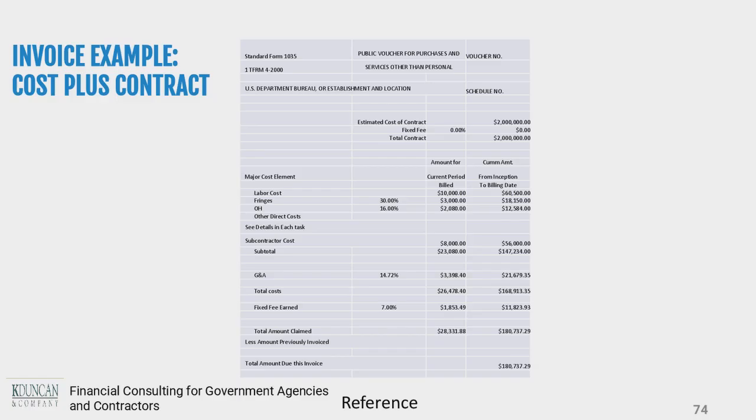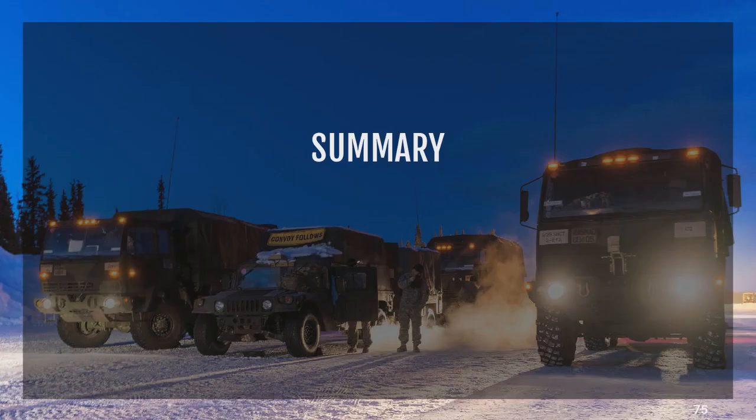So this slide shows a typical cost plus contract invoice. And you can see that at the top, there's contract data, what the contract is about, the fee, and then below that, the individual costs. So labor costs plus the fringe and overhead, other direct costs after that, subcontract costs, G&A, and all this is applied to create the entire invoice. Next slide. So I think we're ready for the summary.